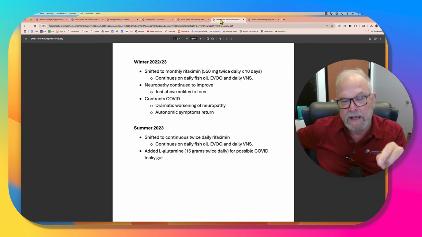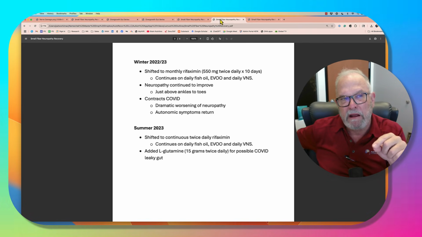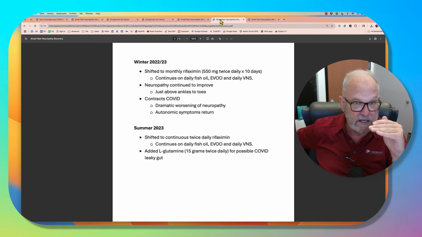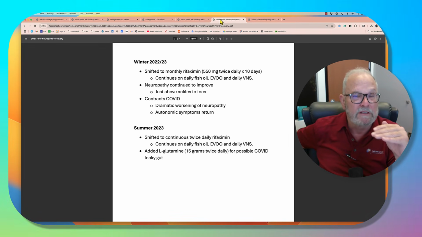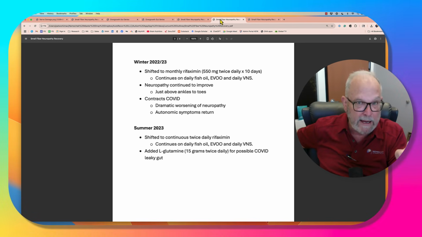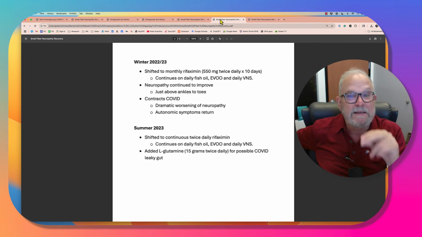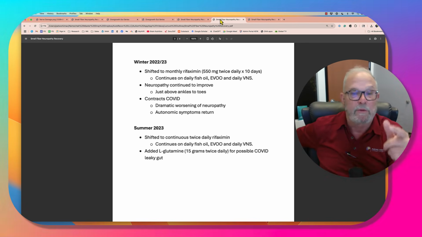And it was around this time that the data was coming out about how COVID could cause this different kind of leaky gut, and that it needs to be treated with L-glutamine. So the adult dose is a level tablespoon of powdered glutamine, okay, which is 15 grams. 15 grams twice a day is the minimum dose for adults. So we treated her with that.